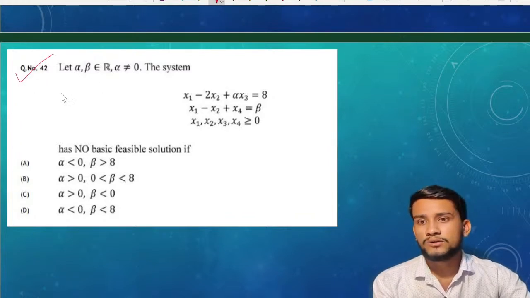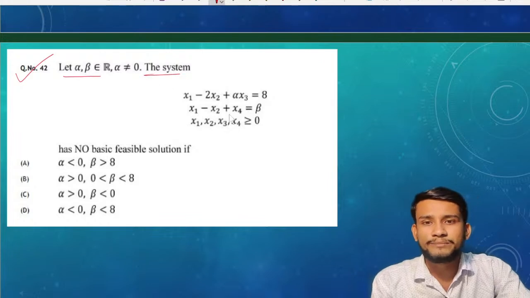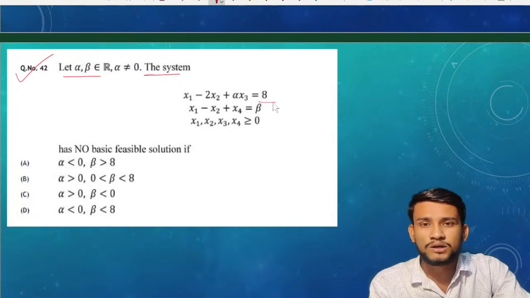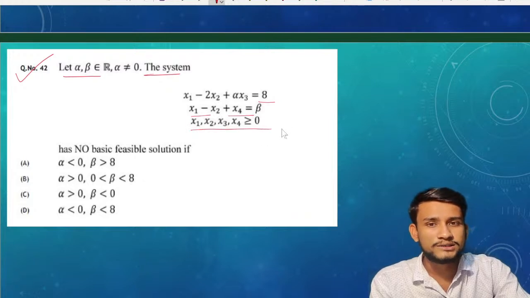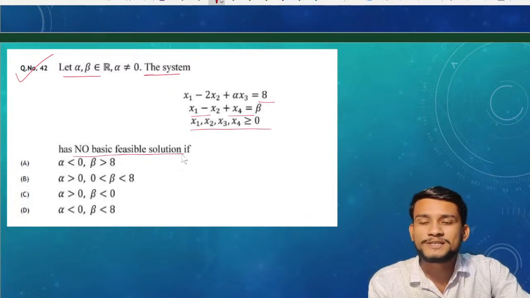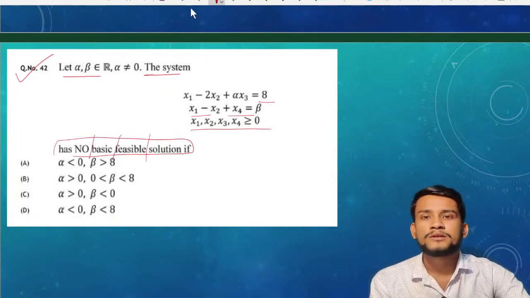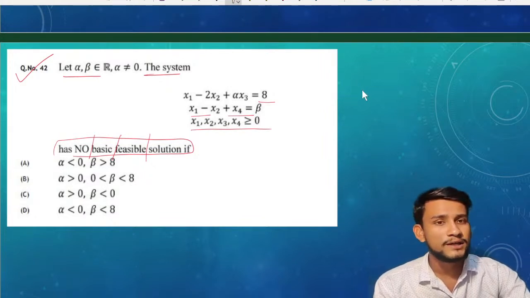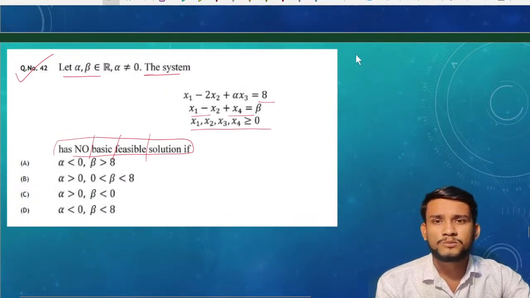Now the next question is question number 42. Let alpha, beta belong to R, alpha not equal to 0. Then the system x1 minus 2x2 plus alpha x3 equal to 8, and x1 minus x2 plus x4 equal to beta, with x1, x2, x3 greater than or equal to 0, has no basic feasible solution. Their terms are basic and feasible. First we discuss these terms. I already discussed these terms in my class; in the channel you can watch the lectures of the theory part.